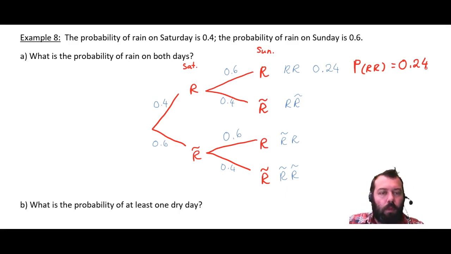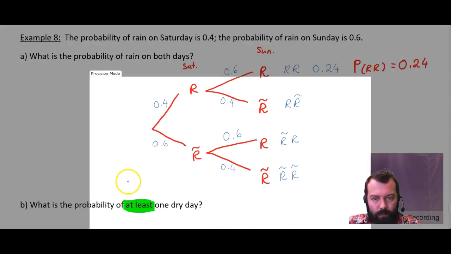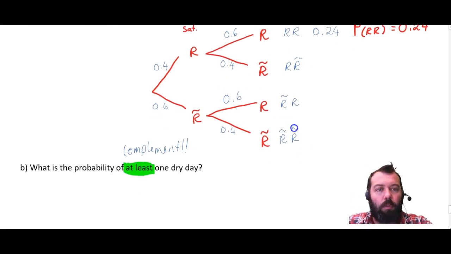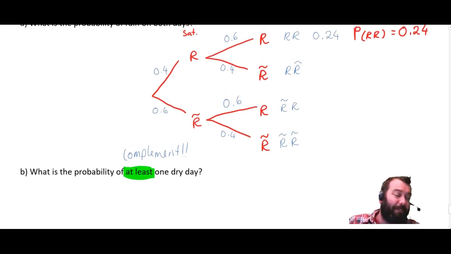Now, I could take those 3 other probabilities. They all have at least one dry day. I could work them out and add them together. But remember, where I see this phrase, at least, there's a clue there. That should tell us that we're going to use a complement. Where we see at least, we're probably going to efficiently find our answer using complementary events.